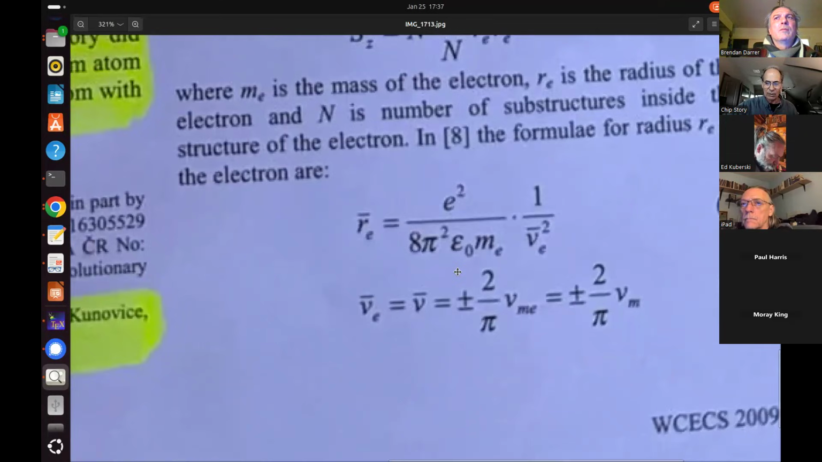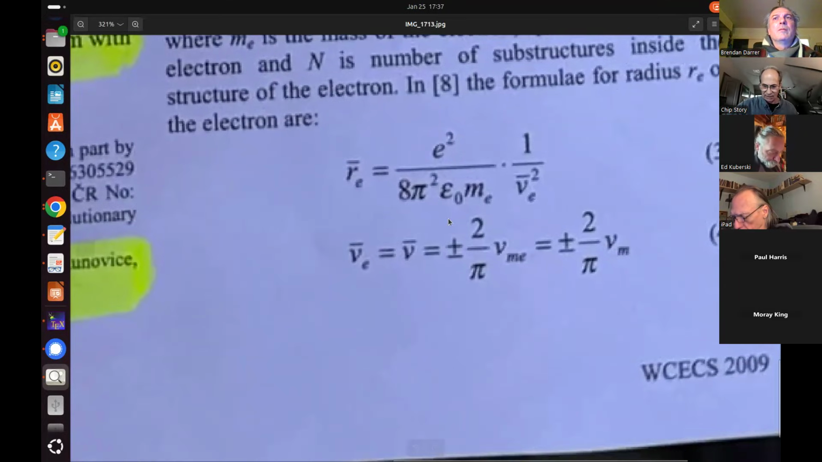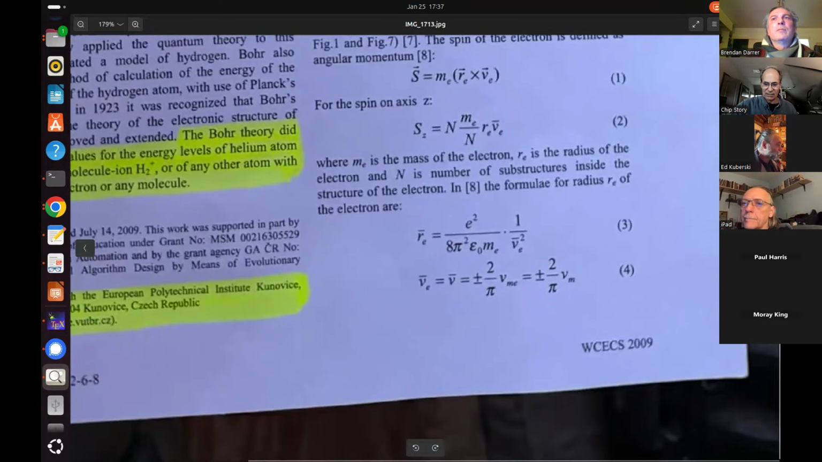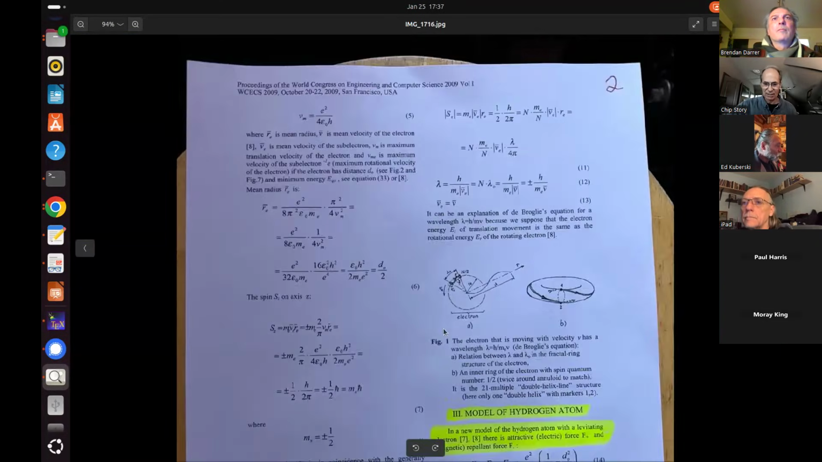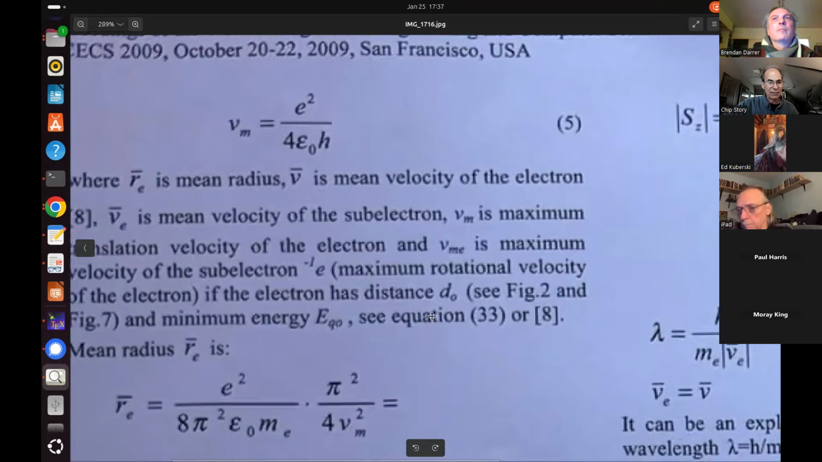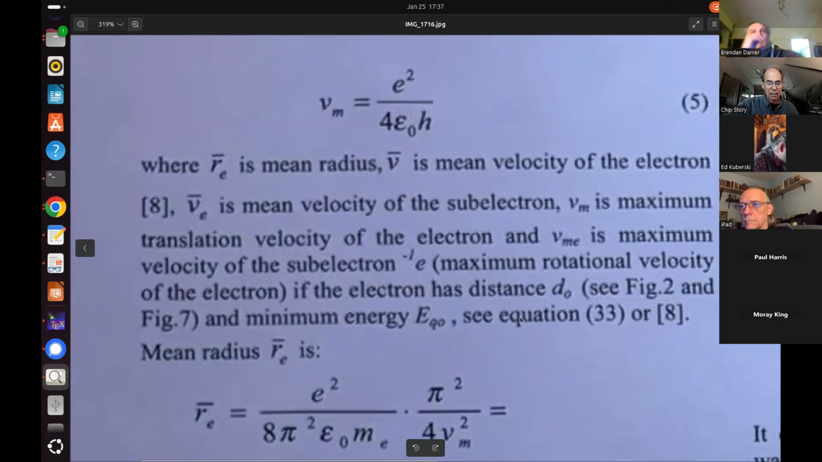In the formula for the radius of the electron, we have a development there where I see 8 pi. It's a little bit of relativity in there. Going on to the next page, we have radius and velocity described. We're going to end up with a momentum description here in a minute, I think. Description for the velocity. It's v, the mean velocity of the electron. We have a mean radius of the electron. We put that together. Subelectron.